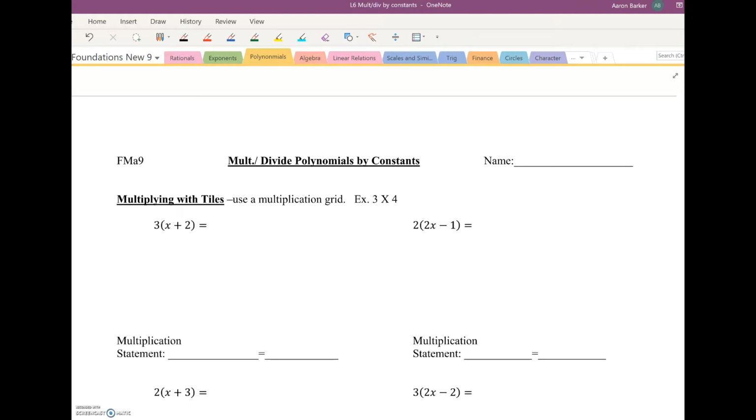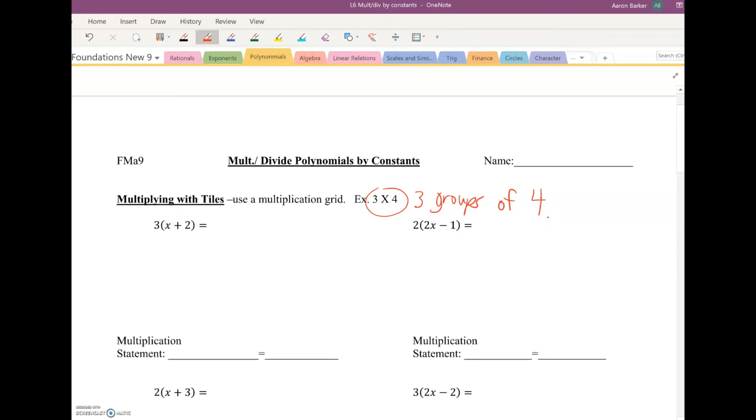Okay, class, welcome to today's lesson, which is multiplying and dividing polynomials by constants. To start, we're just going to review multiplying with tiles, and we're going to do 3 times 4. With multiplication, when you first learned that, we talked about this being 3 groups of 4.